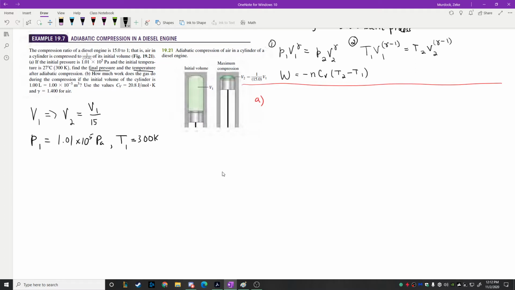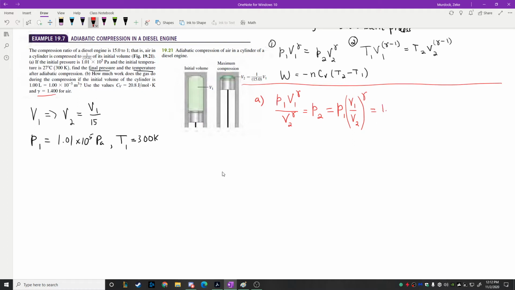So for part A, we'll use equation number 1. Let's alter it a little bit here. So I'm going to write it like this. We're looking for P2, right? So if we take P1 and we multiply by V1 to the gamma, and then we divide by V2 to the gamma, that should be equal to pressure 2. And we can also write this in a slightly different way. We can just write it as P1 multiplied by the ratio of V1 divided by V2, with that entire expression raised to the gamma power. And we know what gamma is, as well as the ratio of V1 over V2.